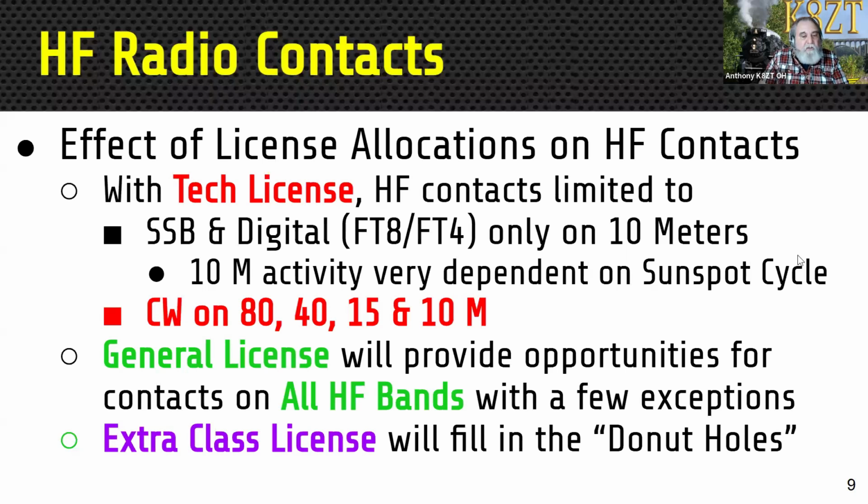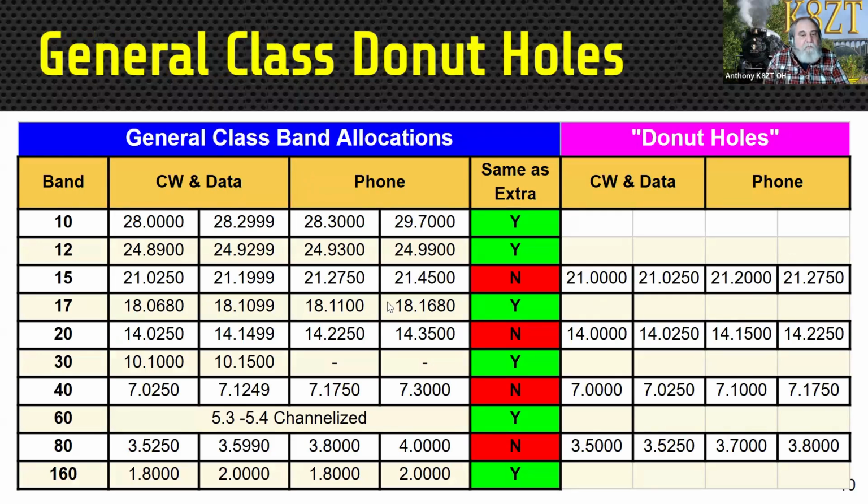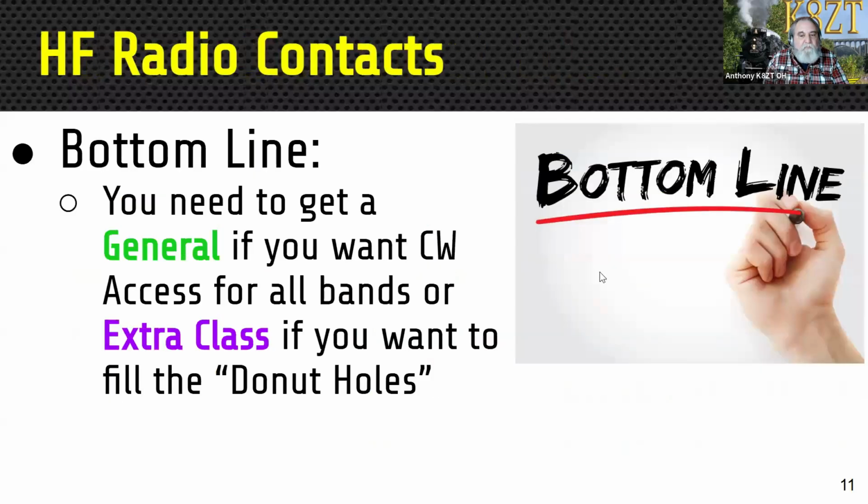General class licensees, on the other hand, have opportunities on all the HF bands, with a few exceptions in certain frequencies that they can't use. Extra class license will give you all of the spots. So here's the difference between the extra class and the general class. This is the general class band allocations. You'll see that there are some donut holes on CW and on phone on 15, 20, 40, and 80. So general class do not have all the full privileges.